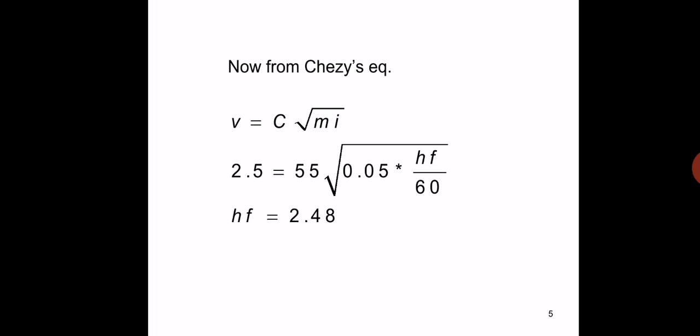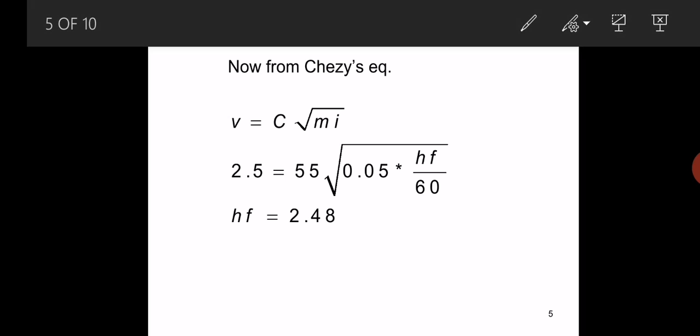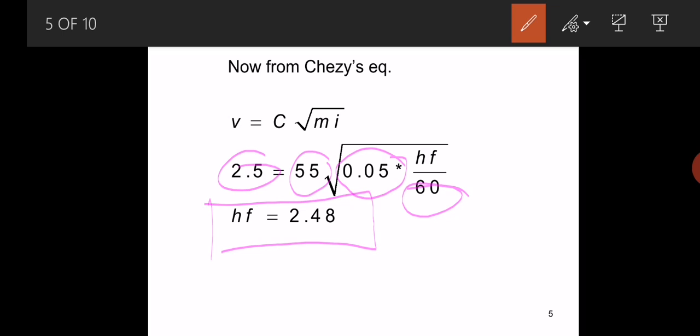V is equal to C root mi as per Chezy's equation. Here he has given the velocity 2.5, and Chezy's constant is 55, and just now we have calculated 0.05 for the m value. The L value is 60. After simplifying this, we get the hf value as 2.48. So for the given problem, the head loss due to friction is 2.48 for a circular cross section of a channel.